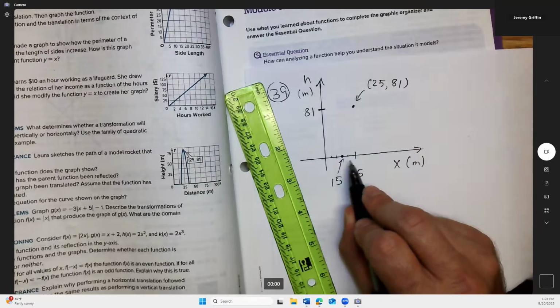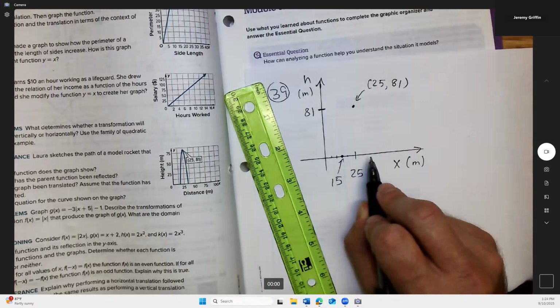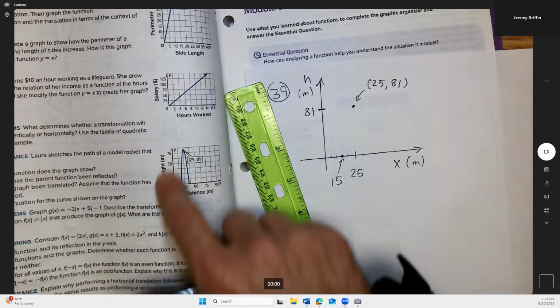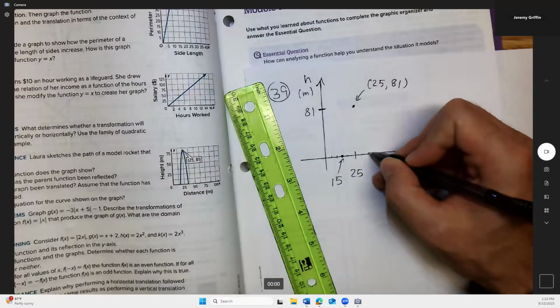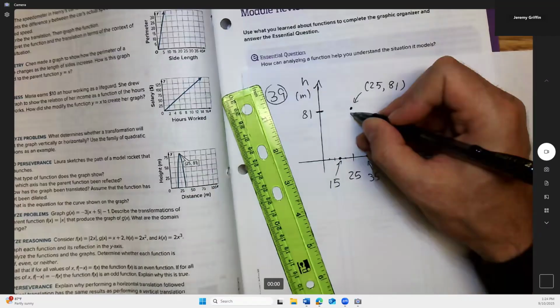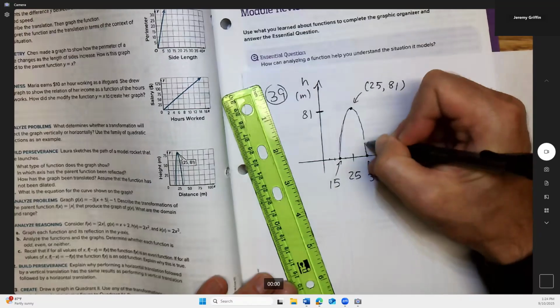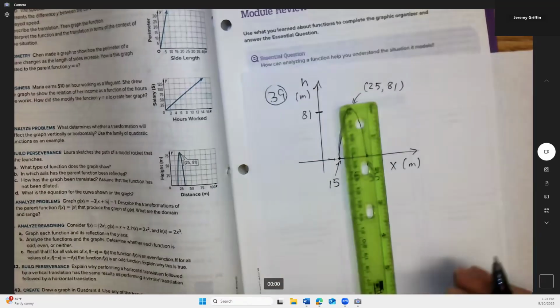If it's 10 meters before the peak horizontally, then guess what? It's going to hit the ground 10 meters after too, doesn't a parabola have vertical axis symmetry? So it should be at the point 35 right here. So I think we've got an upside down parabola that basically looks like this.